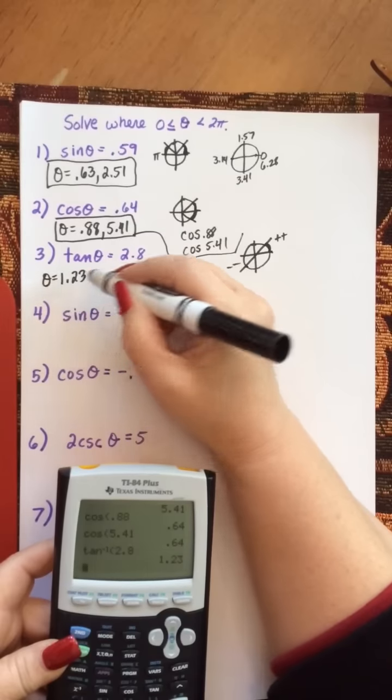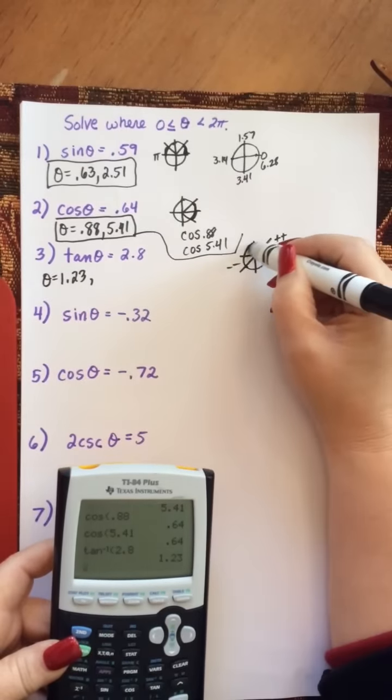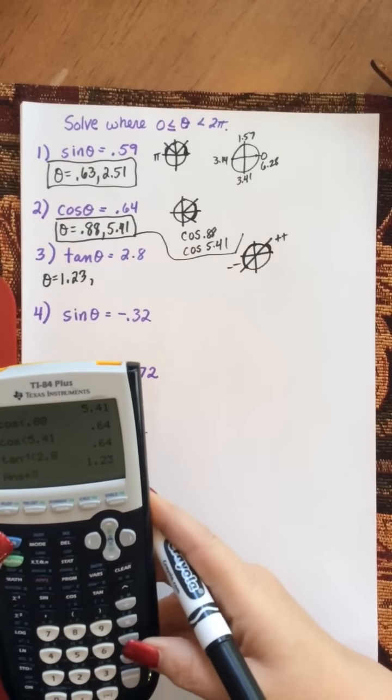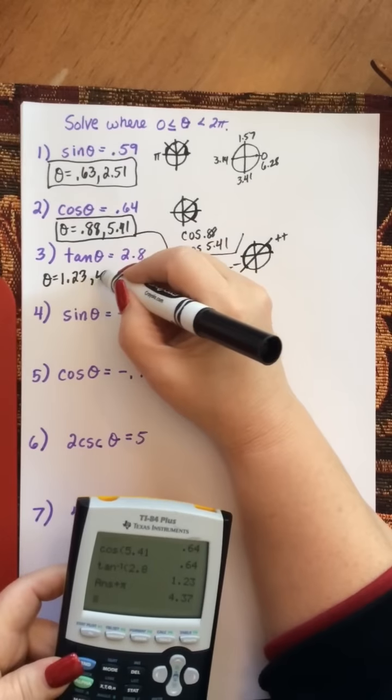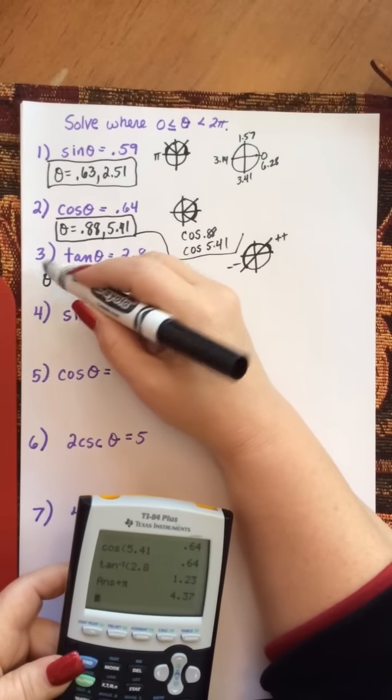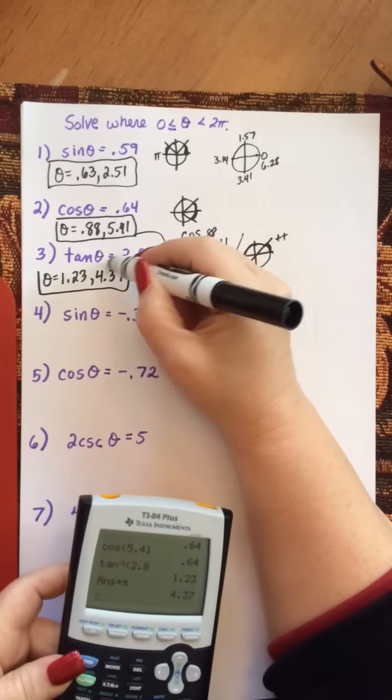So theta is equal to 1.23. To get the second answer, I just go plus pi, and I get 4.37. So those are my 2 answers.